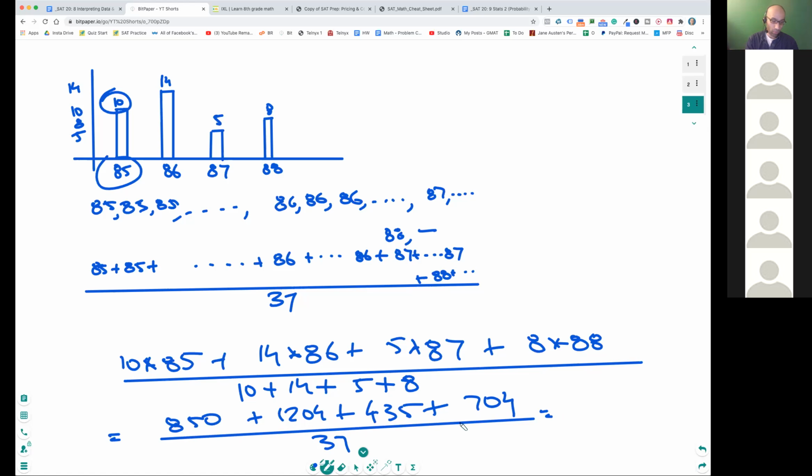So 435 plus 704, right? 3193, right? And then you divide it by 37, right? So divided by 37, you get 86.3. Okay, so that's your answer.